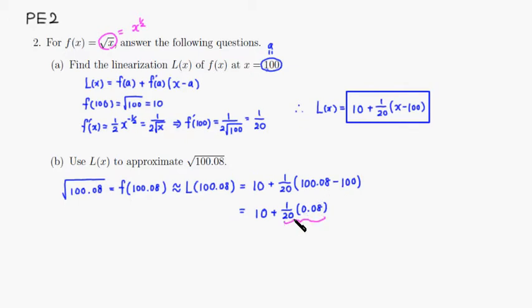Right, so if you divide by 10, it's going to be 0.008, and divide by 2, so it's going to be 0.004. Therefore, add 10 to that, so it's 10.004. Right, so that will be the approximation for square root of 100.08. Right, that's it. I hope that this was clear.